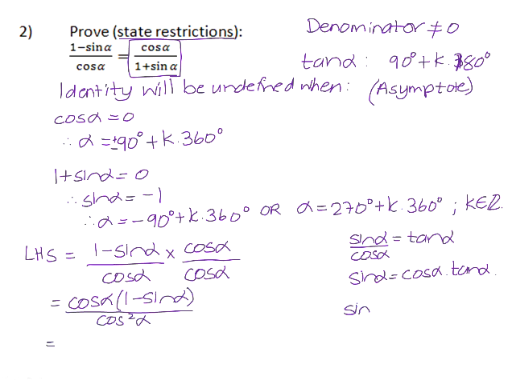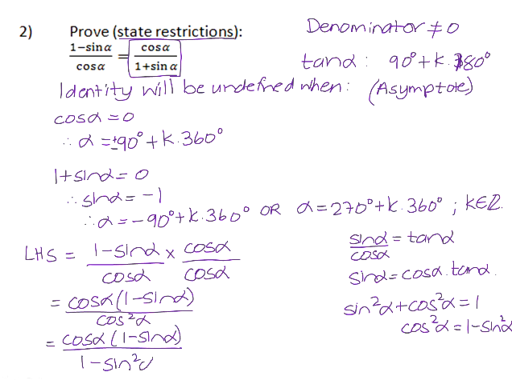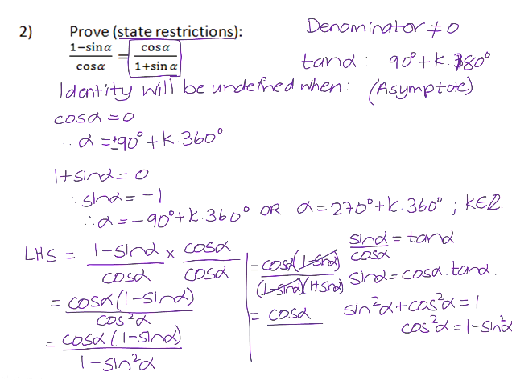Cos squared alpha, remember that we do have an identity for cos squared. Sine squared plus cos squared is 1. So if I solve that for cos squared, we get 1 minus sine squared alpha. So we will have cos alpha times 1 minus sine alpha divided by 1 minus sine squared alpha. Okay, I'm just going to go and work up here. 1 minus sine squared alpha is the difference of two perfect squares. So it will factorize into 1 minus sine, 1 plus sine. Then the 1 minus sine factors will divide by each other, and we are left with cos alpha divided by 1 plus sine alpha, which is in fact equal to the right-hand side.